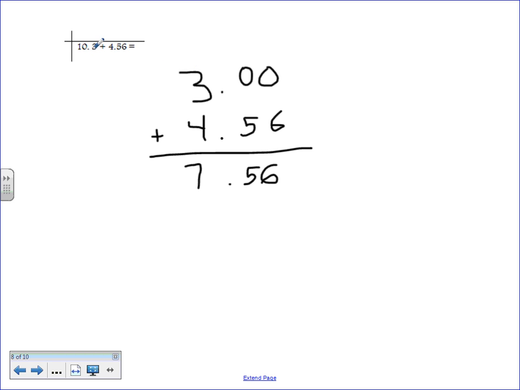Number 10, adding, same thing. The 3 is really 3.00, right? So 3 plus 4, 7, 7.56. Again, line them up. Decimals, adding, subtracting, line them up.